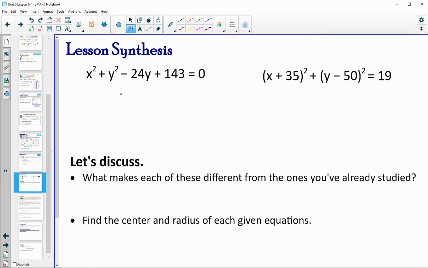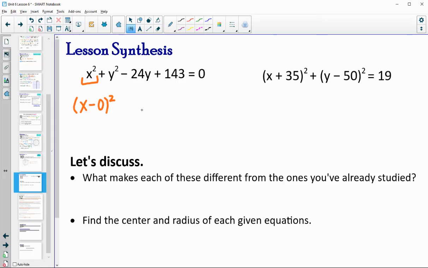And then, so take a look at these two expressions. What makes them different from the ones we've already looked at. And then find the center and the radius of each to see if you understand the lesson. So in this one, what kind of makes this different is we only have this x squared term. We don't have any other terms here. So you don't really have anything to complete here because this already is kind of a perfect square.